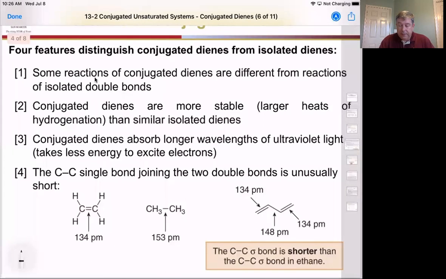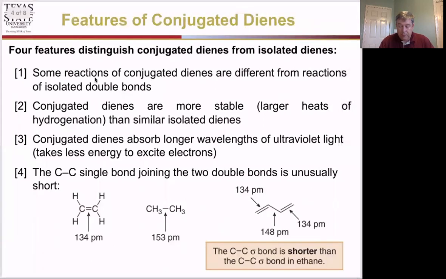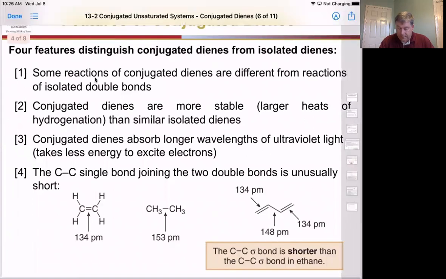Okay, so let's talk a little bit about the features of these dienes. The first thing we need to think about is that the reactions of these conjugated dienes are different from reactions of isolated double bonds. We'll see a lot of different types of addition reactions and or substitution reactions. The other thing we need to know is that these conjugated dienes are more stable, i.e. they have lower heats of hydrogenation than isolated dienes. That means that there is definitely some overlap. There is an electronic interaction between those two double bonds.